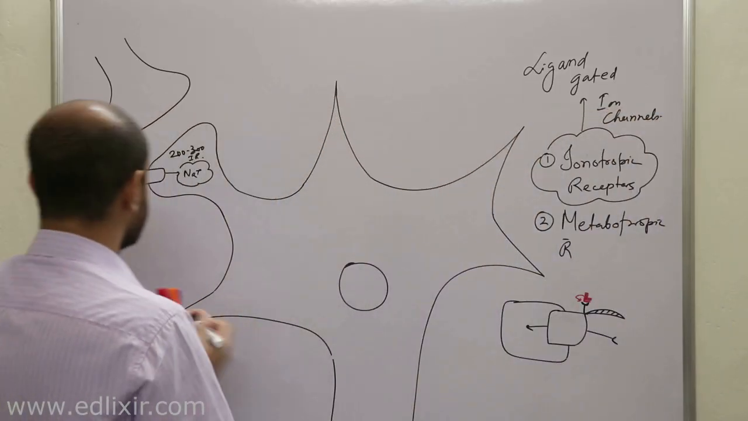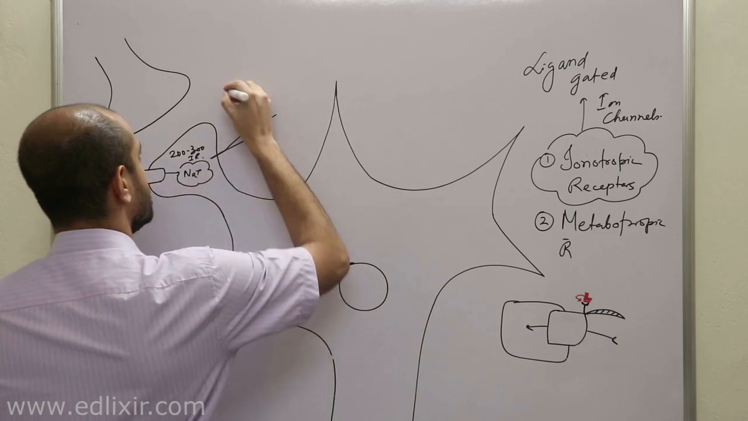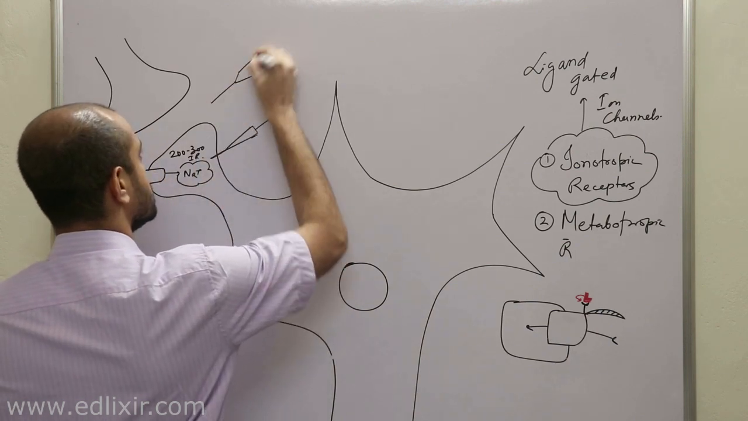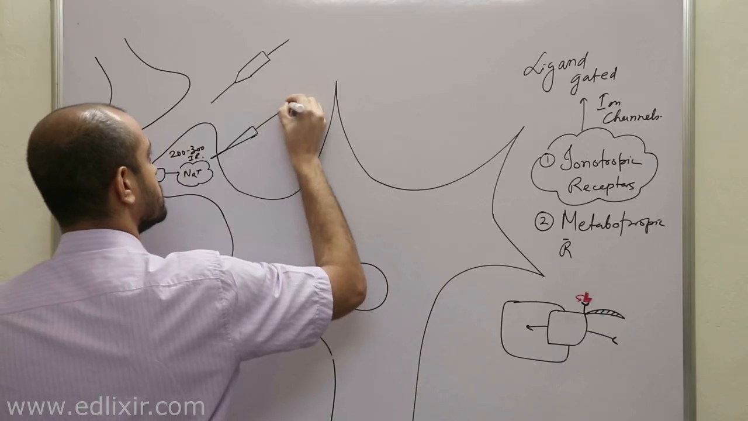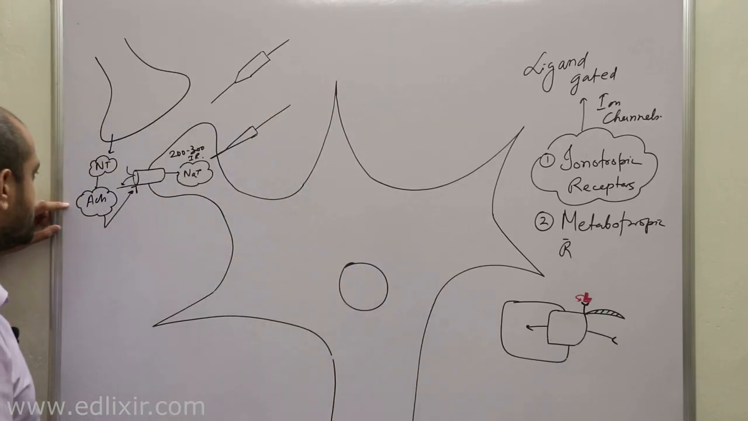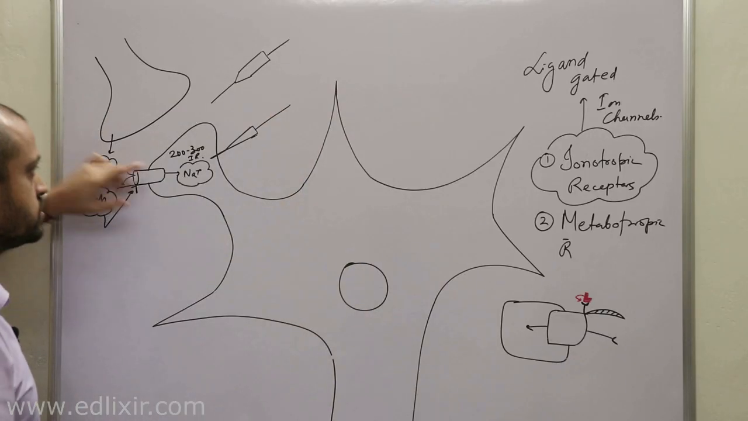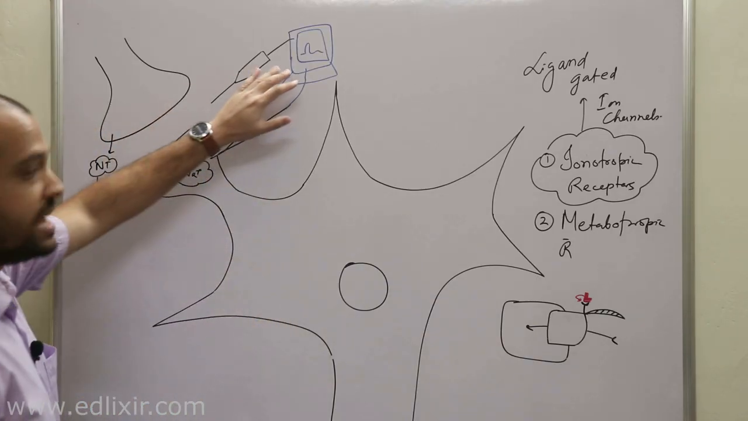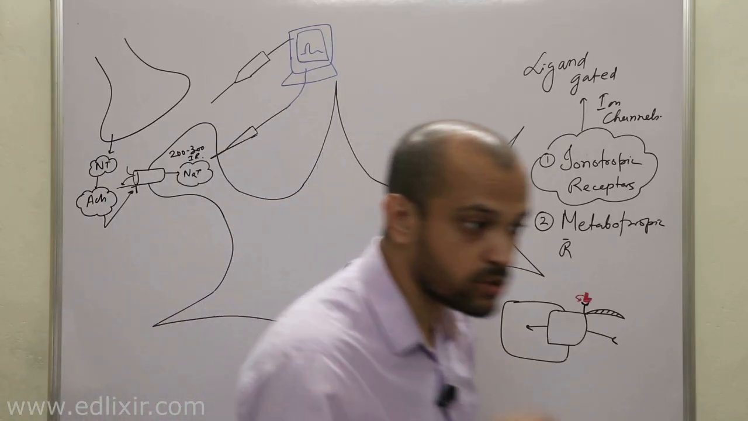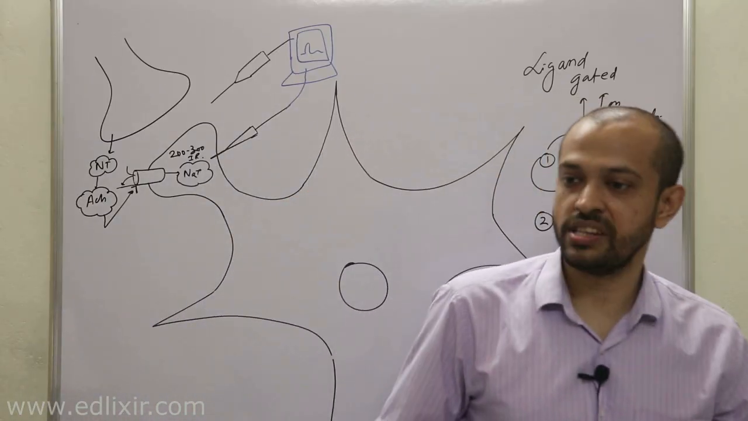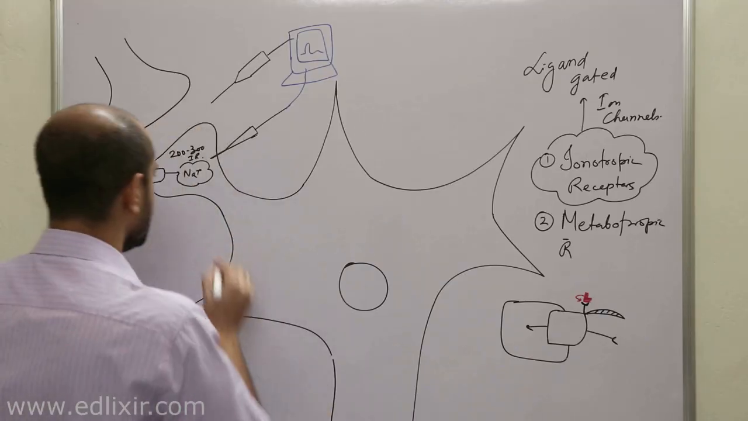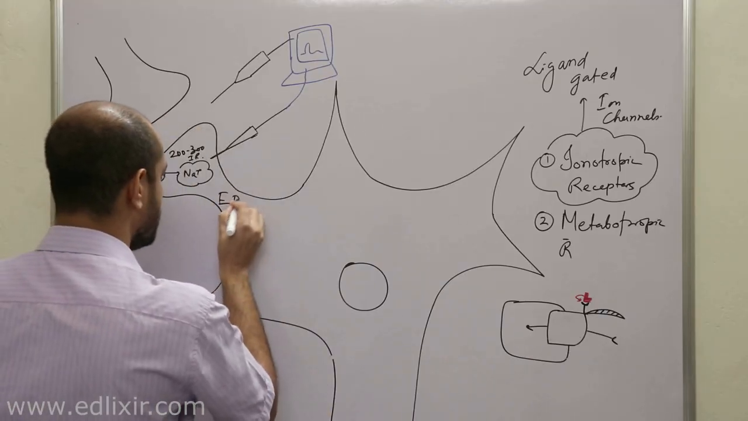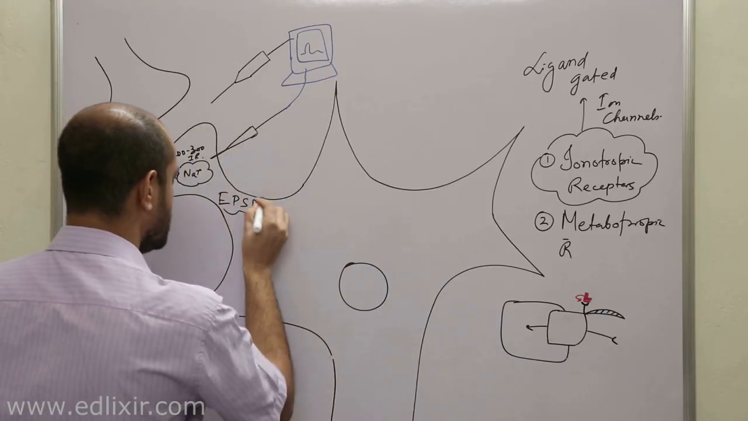How can you measure it? Simply use a probe, nothing else. Insert it here and keep the other side here. Now, whenever acetylcholine is released and it binds with ionotropic receptors, you will get a spike here. Now, this small spike is actually not an action potential, which is known by the name of EPSP, Excitatory Postsynaptic Potential.